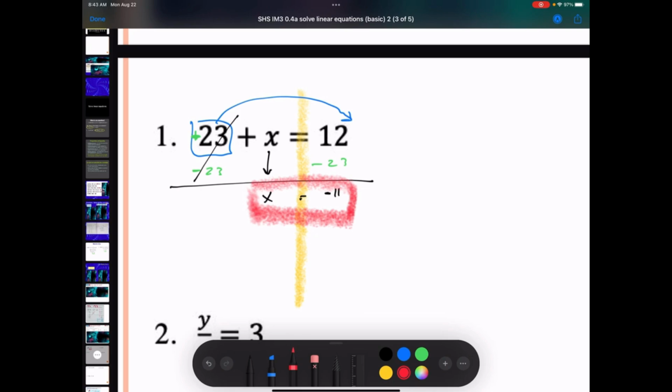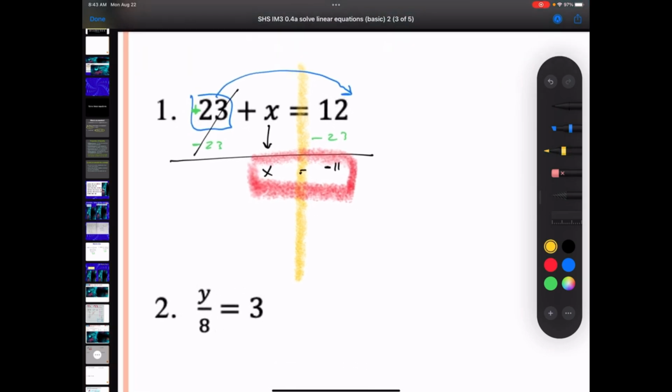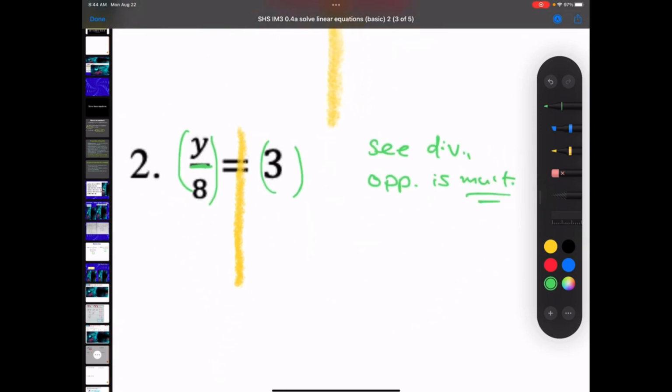All right, question number 2. What do you see there? What math operation? For number 2, what do you see? We see division. So what is the opposite of division, class? We have to multiply. So we see division, the opposite is multiplication. We need to multiply.